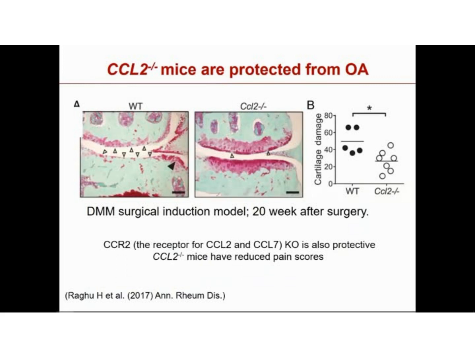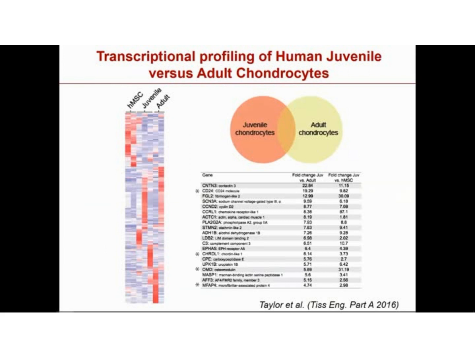So then we went back and looked at one of our favorite markers, CD24. This is a marker which we had identified a couple of years ago when we did a transcriptional profiling of juvenile versus adult cartilage. And we found that this marker was enriched in juvenile cartilage. We also found that this marker was enriched in iPSC-derived chondrocytes.